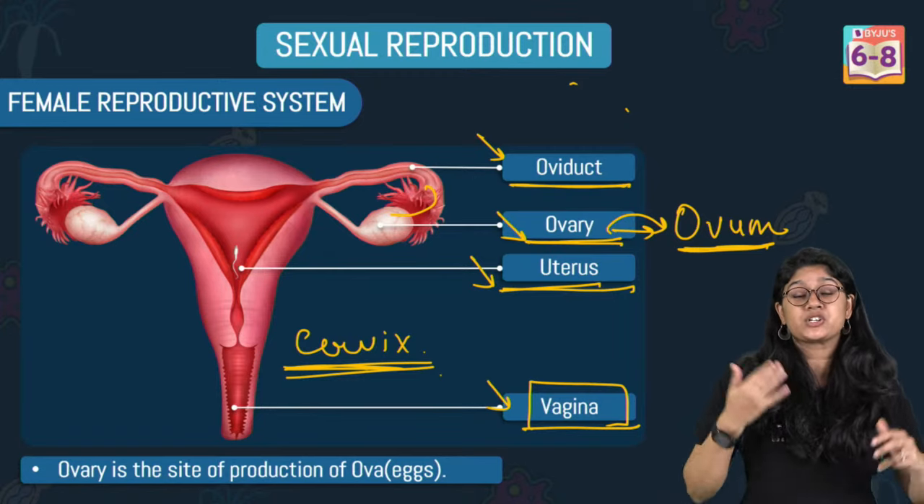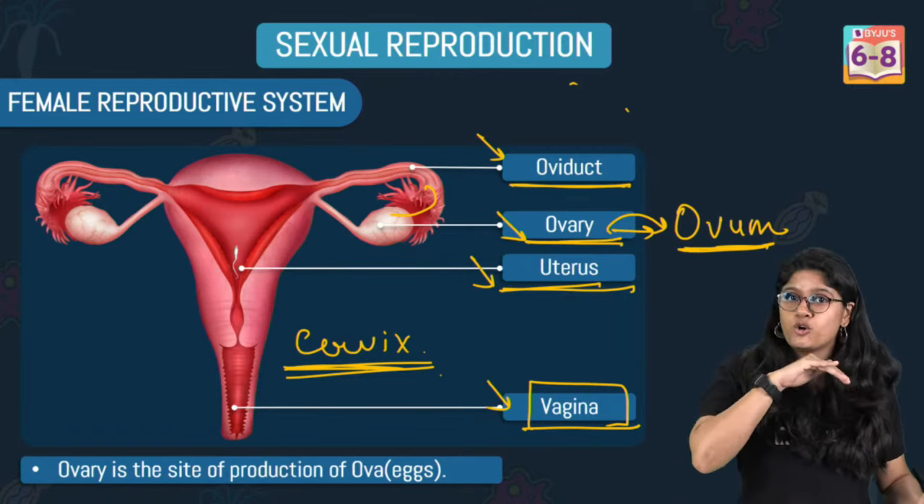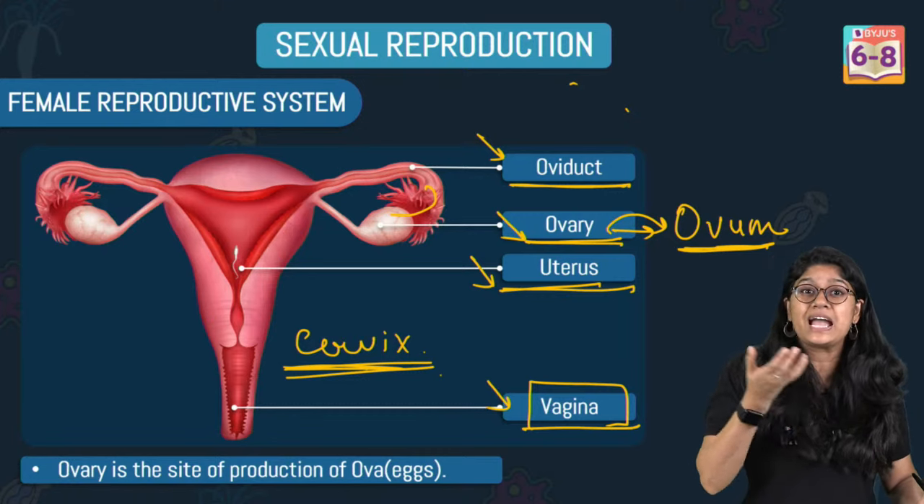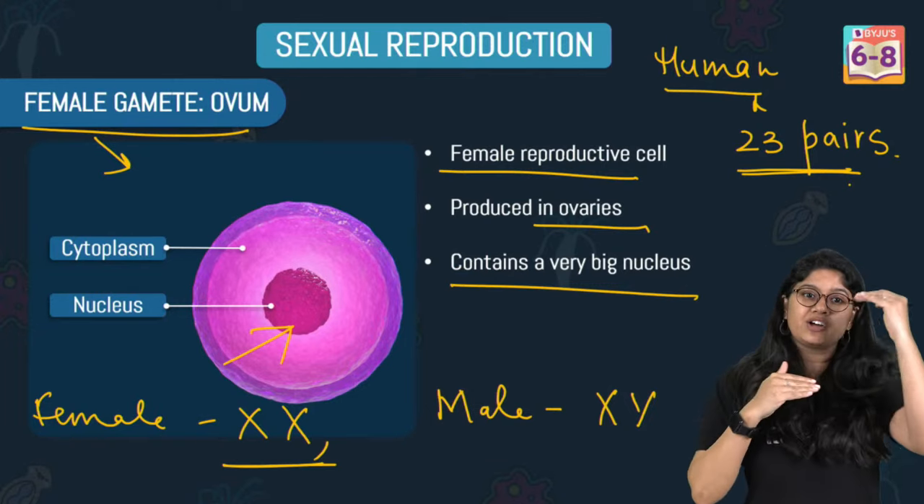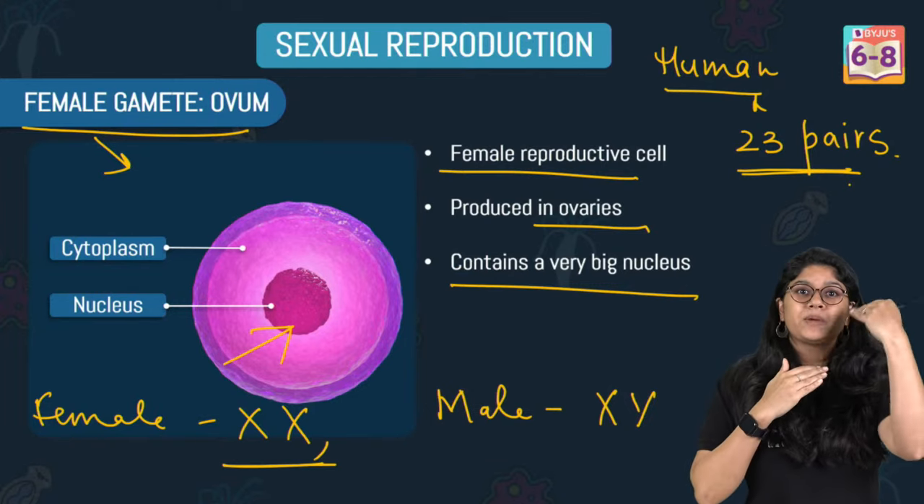Asexual reproduction happens with only a single parent. There's no fusion involved and usually they form identical copies. Cervix, of course, is above the vagina, a place from where the sperms will be entering into the uterus.